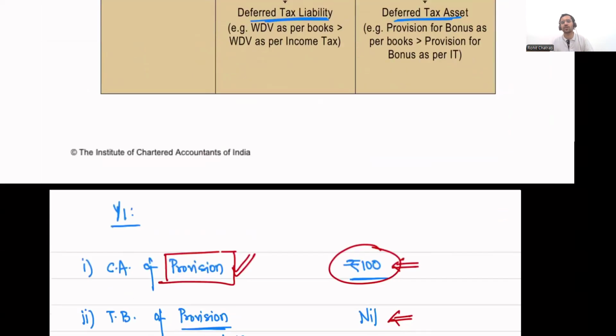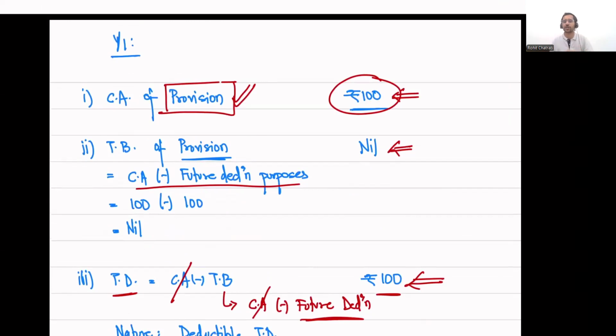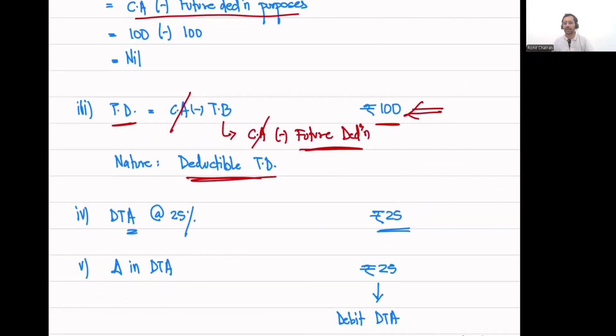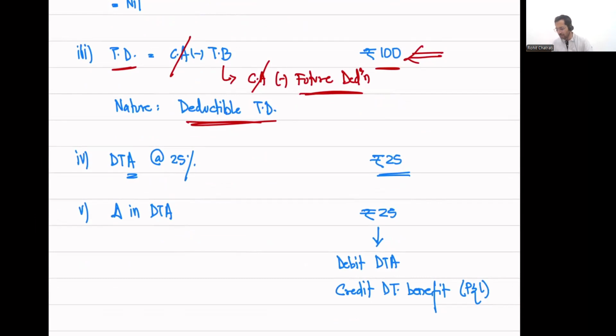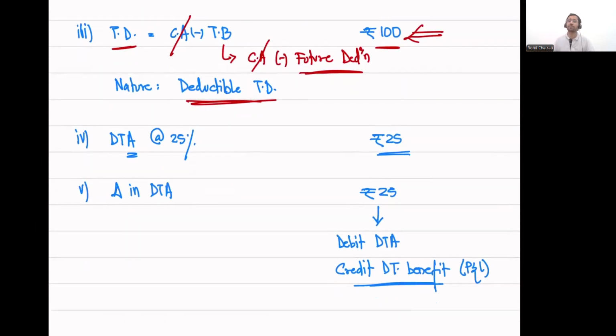If you think of it, over here also there's going to be a violation of the matching concept principle. How? This 100 of expense would have been recognized in year one in the books of accounts, but the associated benefit would actually be coming in year two upon payment of that rupees 100. Therefore, by recognizing the deferred tax benefit in year one itself, we are adhering to the matching concept principle.